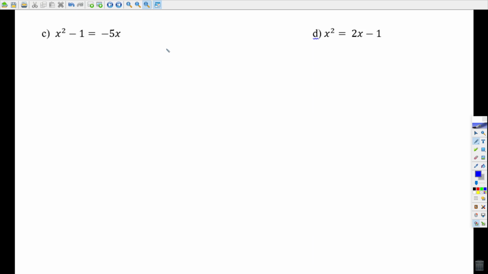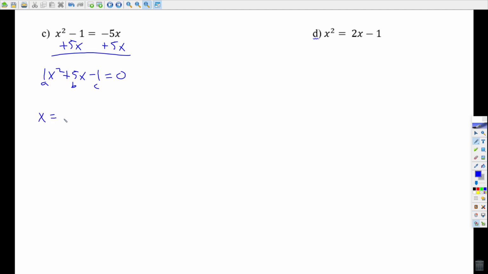Maybe I'll do one more. See if I can do one more. Okay, how about part C? This one's in all kinds of a mess here. I'm going to add 5x. I'm specifically going to put it in the middle. So I have x squared plus 5x minus 1 equals 0. Label my A, B, C.